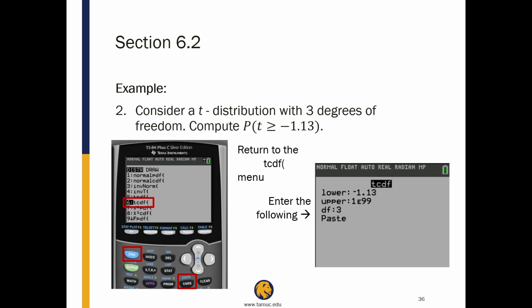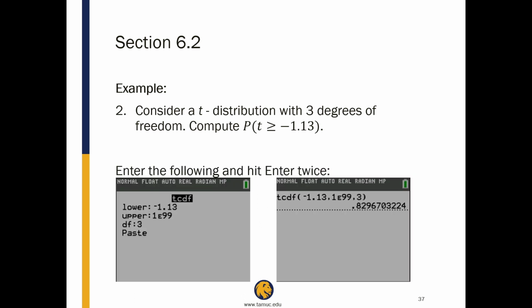Now, if you're doing this on your own and want to know how to get that E that I put there, you have to press second and then the comma button on the calculator. I have a little picture of what that button looks like; that scientific notation button is what gives you the E. If we do that and go to the calculation screen, we'll get a value of approximately 0.830. So that's the probability in the t-distribution that t is greater than negative 1.13. It also corresponds, just like in the normal distribution, to the area under the curve on the greater than side.